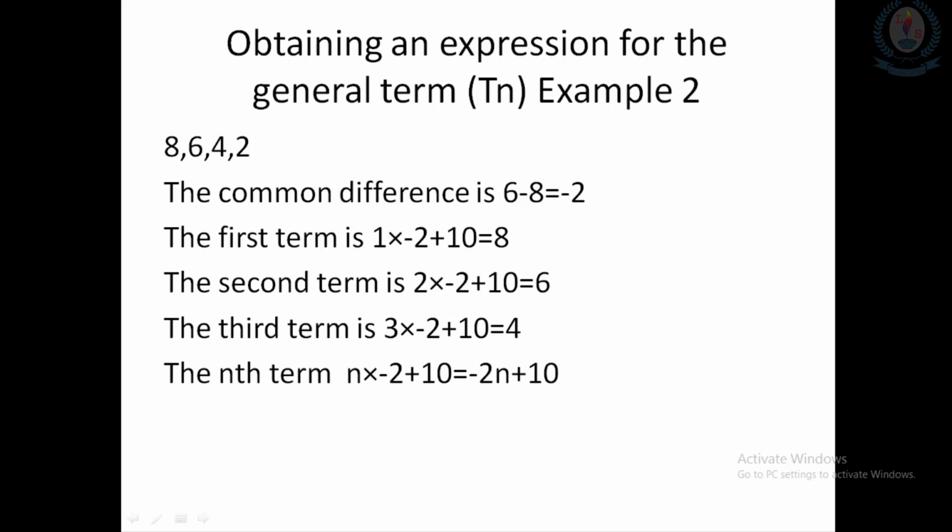Take 1. 1 into minus 2 is minus 2. To get 8, add 10, because 10 minus 2 is 8. So you have to put 10 here. The second term: 2 into minus 2 is minus 4, and 10 minus 4 is 6, correct. The third term: 3 into minus 2 is minus 6, and minus 6 plus 10 is 4.